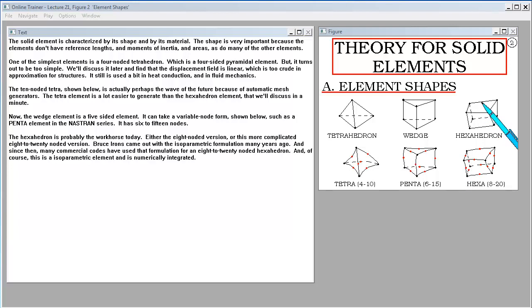The hexahedron is probably the workhorse today, either the 8-noded version or this more complicated 8 to 20-noded version. Bruce Irons came out with the isoparametric formulation many years ago, and since then many commercial codes have used that formulation for an 8 to 20-noded hexahedron. And of course this is an isoparametric element and is numerically integrated.